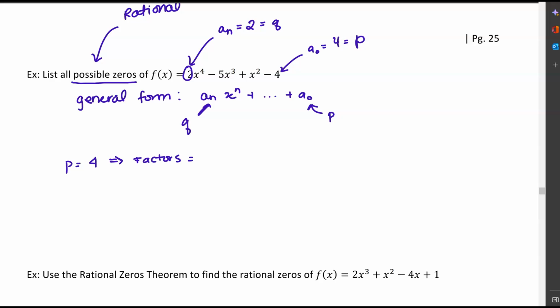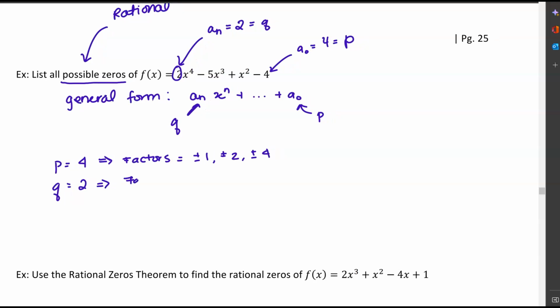So our factors of 4, well, that's plus or minus 1, plus or minus 2, and plus or minus 4. And that's it. Those are the only factors of 4. For q, our q value was 2. So what are the factors? That's going to be plus or minus 1 and plus or minus 2. Okay. So now what does this mean?